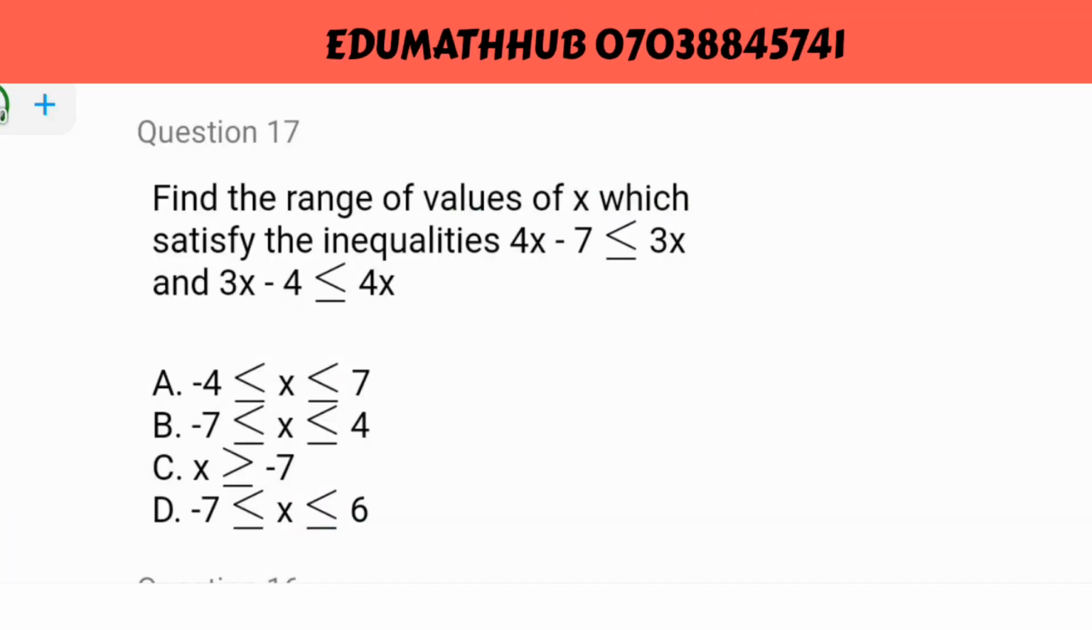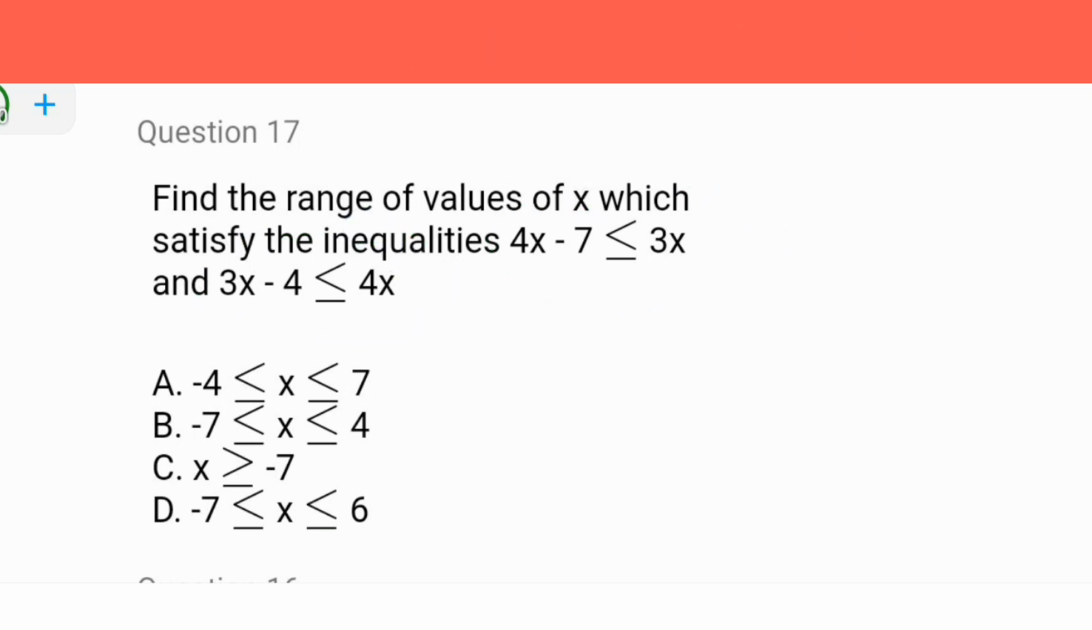So for the next question, we have to find the range of values of x which satisfy these inequalities. So you have two inequalities here. You have this one and you have this one. So you need to solve them separately. So the first one is 4x minus 7 less than or equals to 3x.